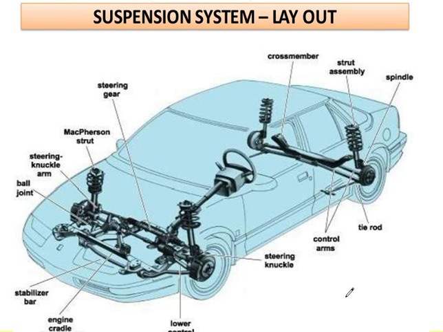This is the layout of suspension system. This is steering gear. This is McPherson strut. This is knuckle arm. This one is ball joint. This one is stabilizer bar. This one is engine cradle. This one is lower control arm. This one is steering knuckle. These two are control arms and this is spindle. This is tie rod. This one is strut assembly and this one is cross member.